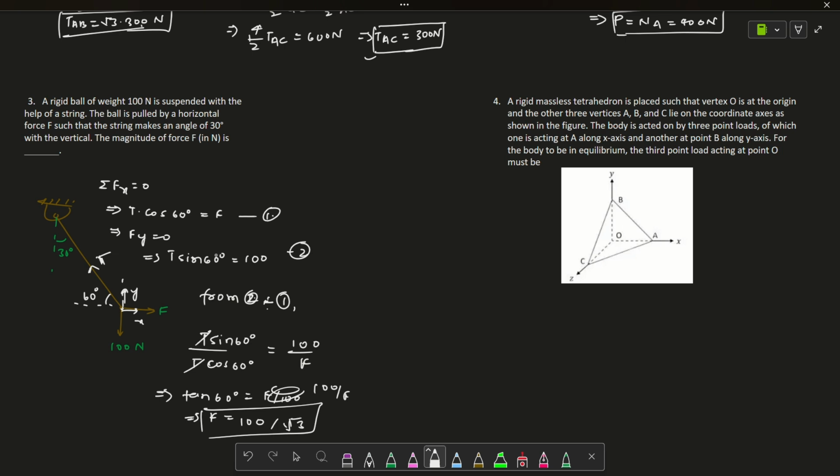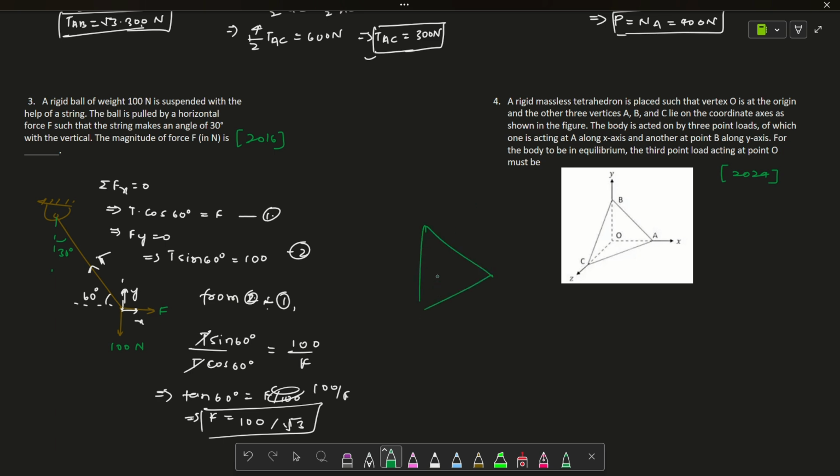Now another very conceptual question. Sorry, I forgot to tell you, this one is a GATE 2016 question, and the previous one was from 2024, a very recent question. There is nothing numerical here, you just have to think conceptually. A rigid massless tetrahedron is placed such that the vertex O is the origin and the other three vertices A, B, C lie on the coordinate axes as shown in the figure.